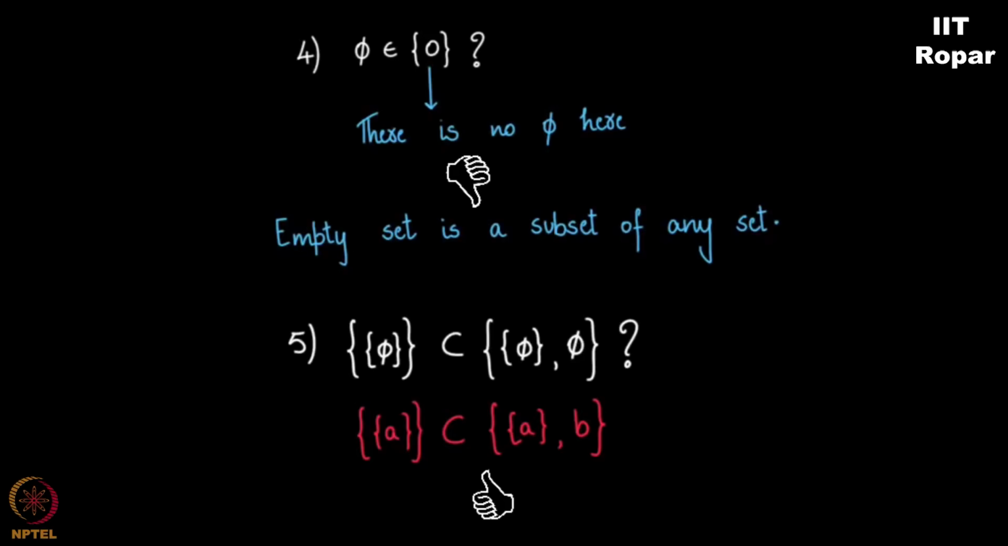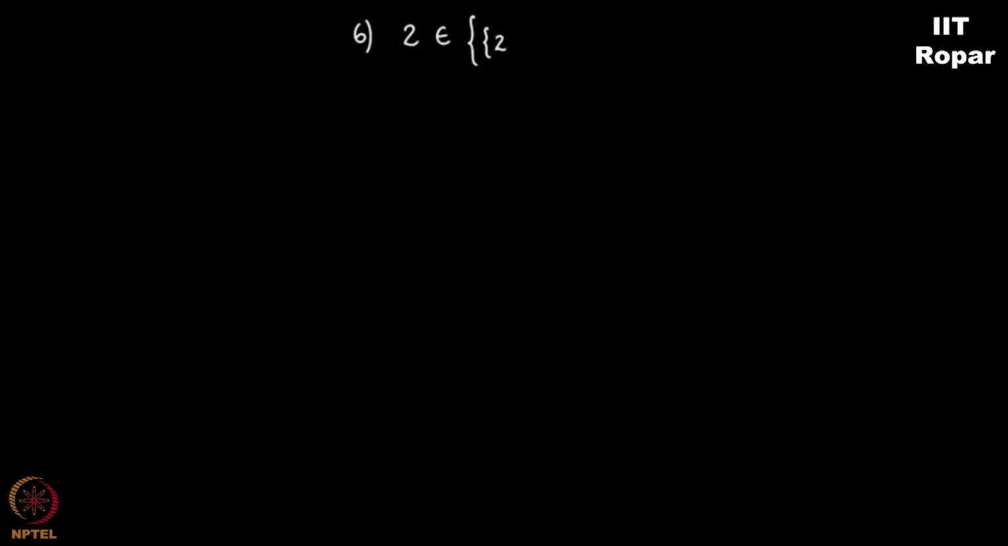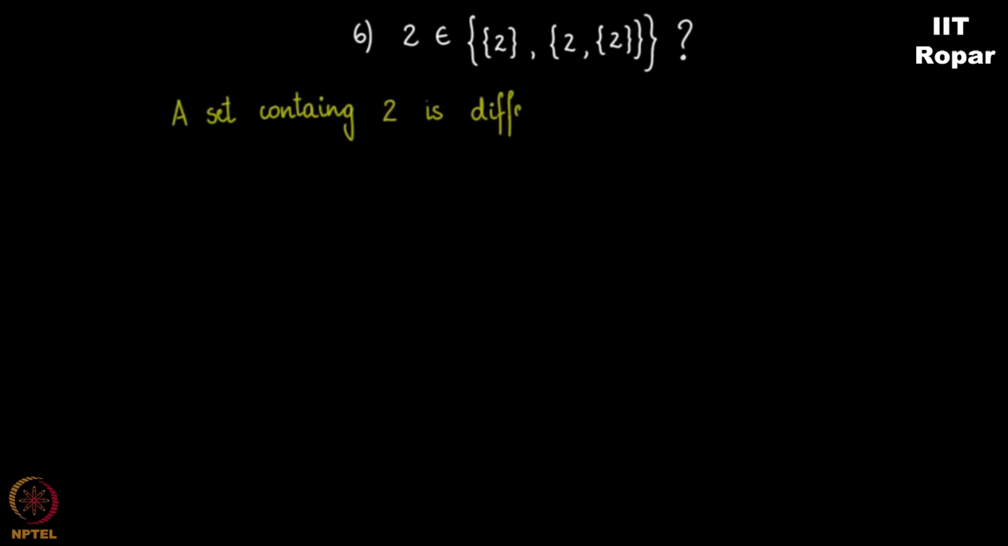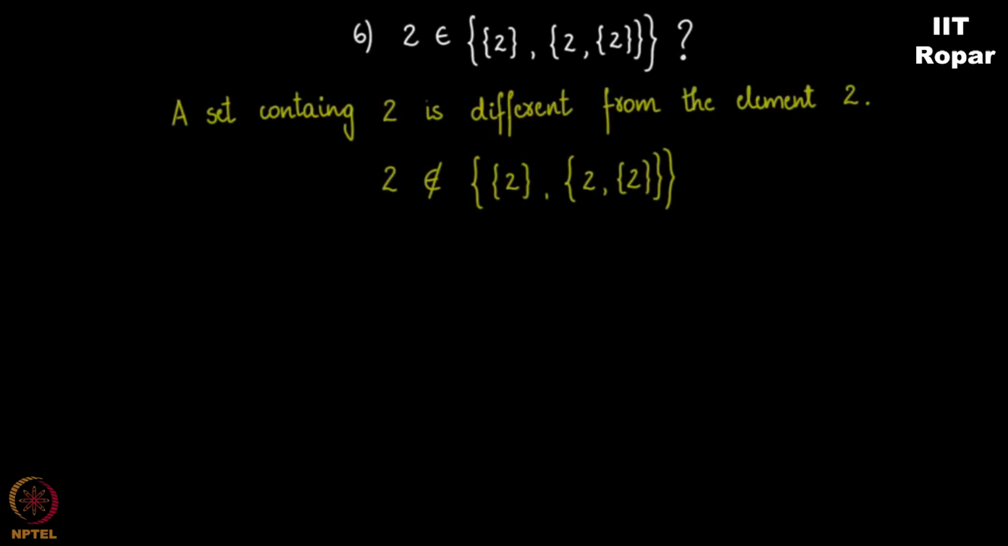So here is a bouncer question. Stare at the question. The element 2 belongs to the set. Do you spot this element 2 anywhere in the set? No. A set containing 2 is different from the element 2. Correct? So 2 does not belong to this set. So this should be false. As I said, this comes with a little bit of wisdom. There's nothing complicated about this, but it demands that you give it a thought and you should not jump into conclusions.